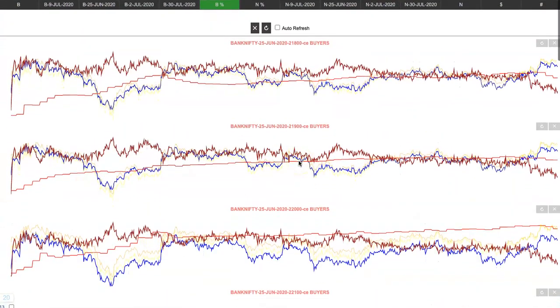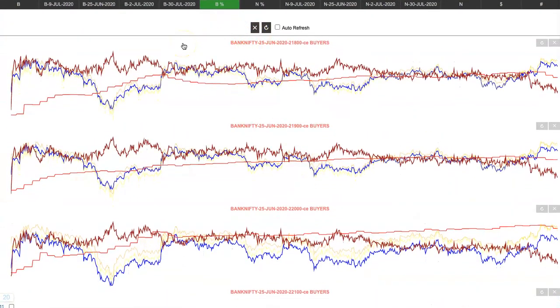So that's it, guys. This is how we can look at the option open interest chart and IV chart.